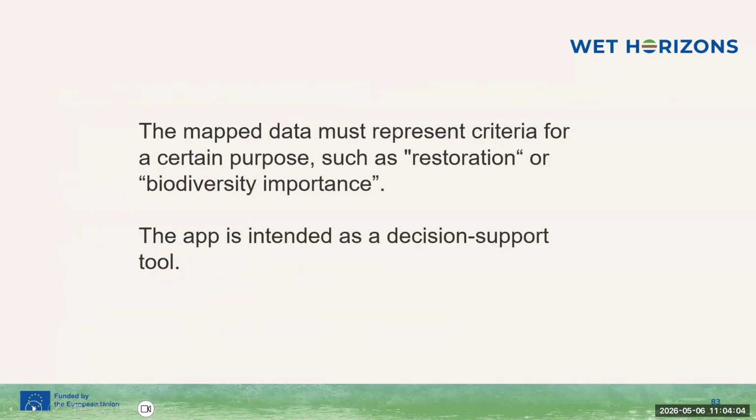So, as I was saying, the map data must represent some sort of criteria for a certain purpose. In Wet Horizons, of course, we focus on restoration. So you would imagine you would have a number of criteria that pertain to that. And I want to stress that the app doesn't make a decision for you. It allows you to explore options. And that's why we also have adjustable importance weights, as you will see later. And the typical use is to understand where you could focus your resources as an initial screening. And then you could do much more detailed analysis with other tools, such as the ones that have been presented so far.